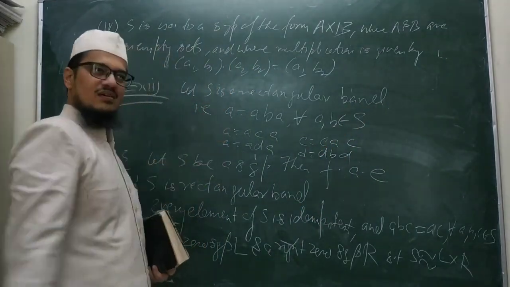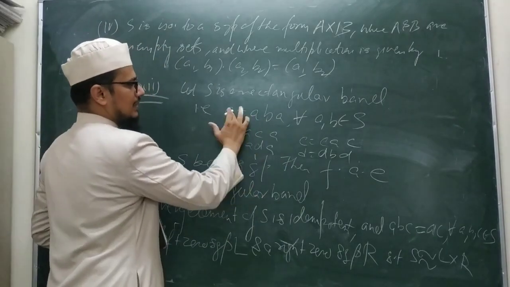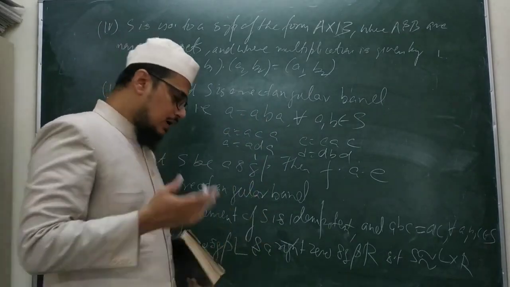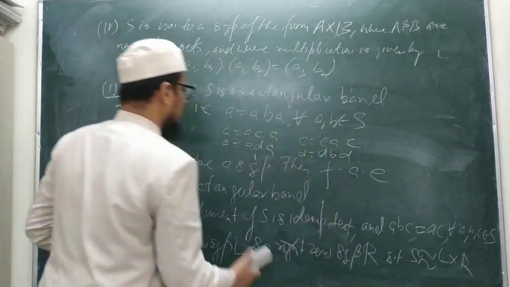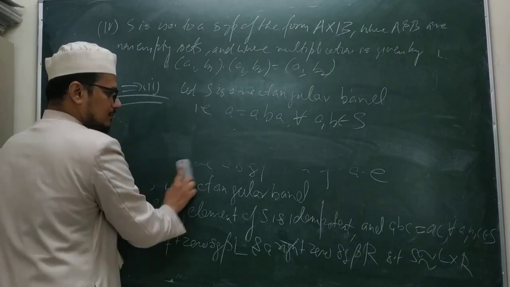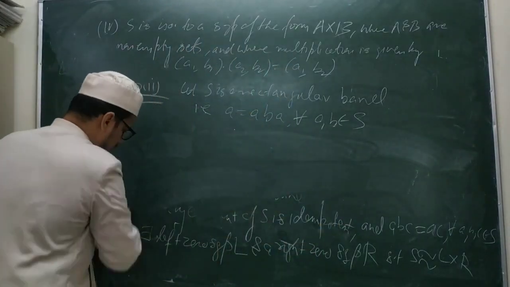It means this: a semigroup S satisfies this identity. A, B can be any elements of S. So this you have. Now what you have to prove? You have to prove that every element is idempotent, which means A square equal to A for every A belongs to S.